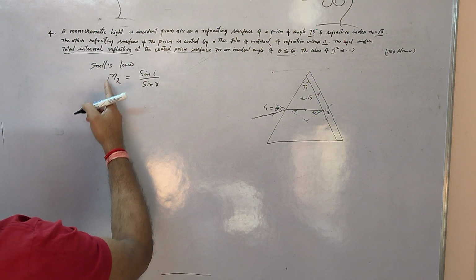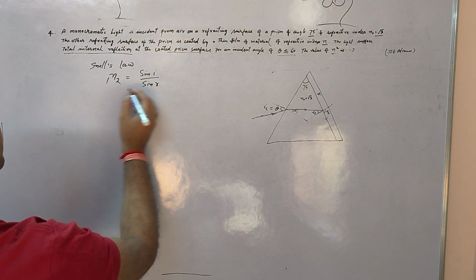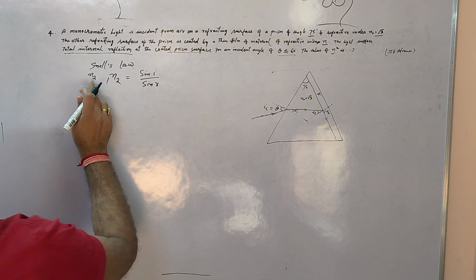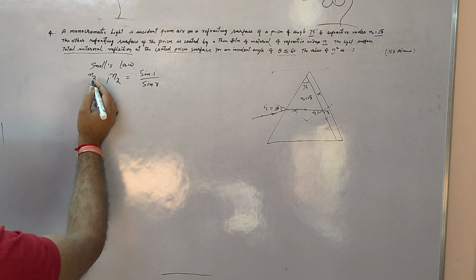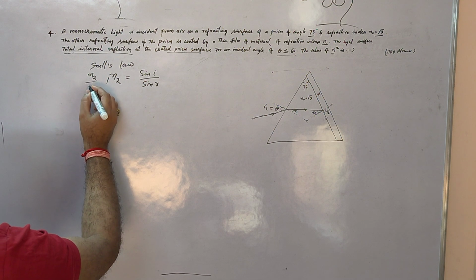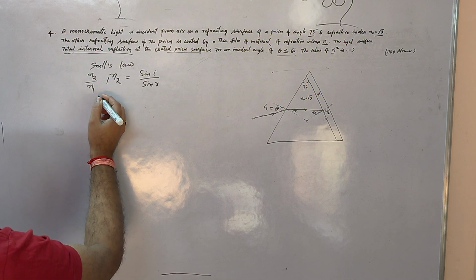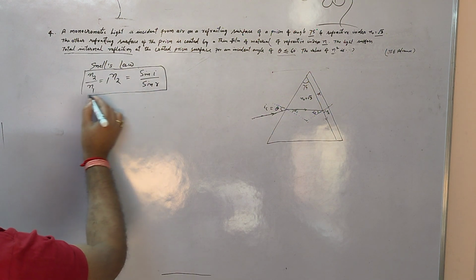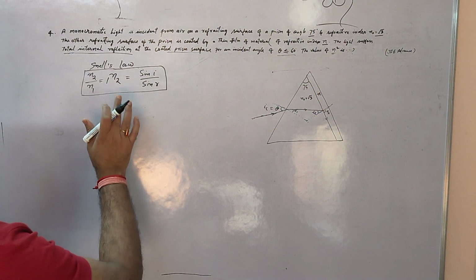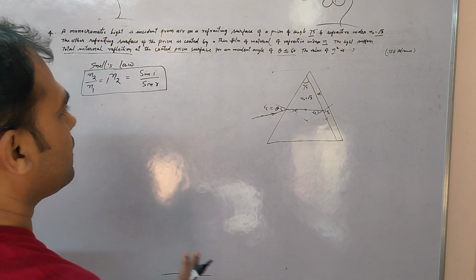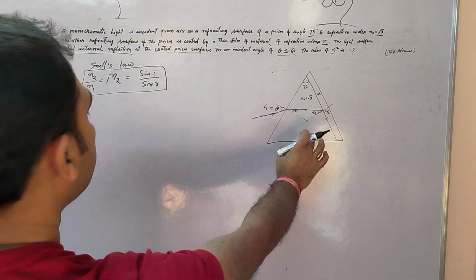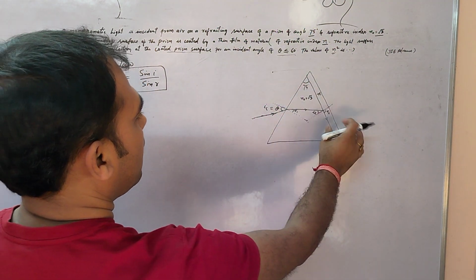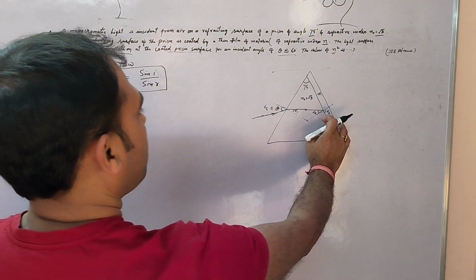Also n12 can be written as n2, the refractive index of medium 2 with respect to air, upon the refractive index of medium 1 with respect to air. So this is Snell's law. Now we will use Snell's law twice in this case, first for this surface and again for this surface.